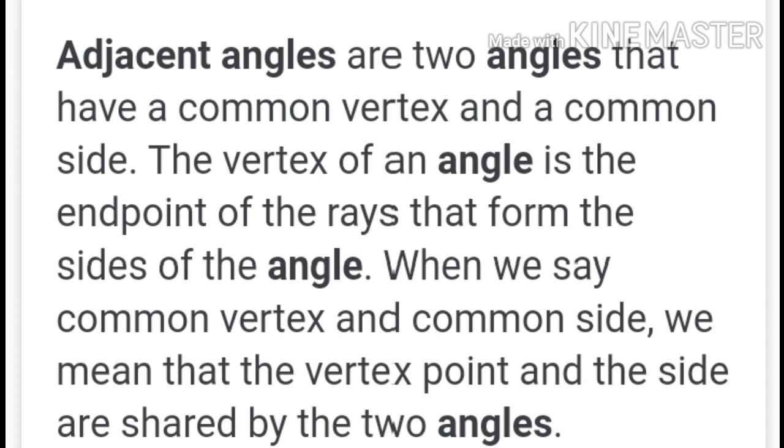Adjacent angles are two angles that have a common vertex and a common side. The vertex of an angle is the end point of the rays that form the sides of the angle. When we say common vertex and common side, we mean that the vertex point and the side are shared by the two angles. This will be made clear by the figure in the next slide.